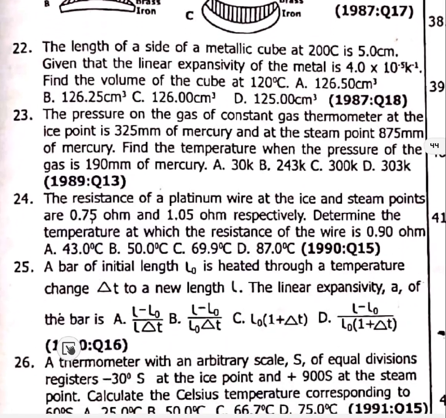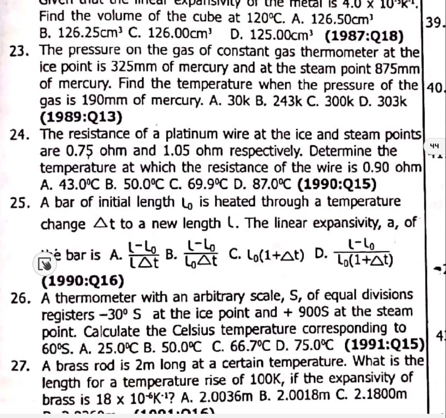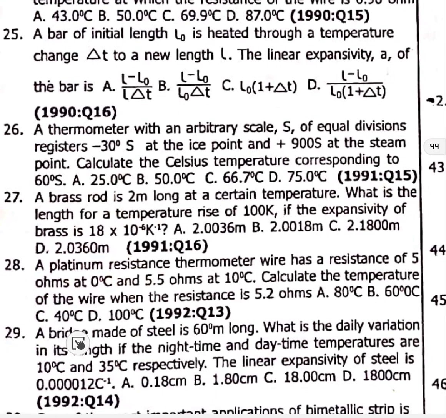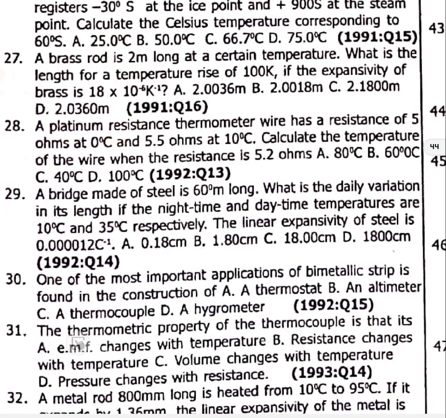Similar thing. 24. Then 25, now formula. I will pick the answer. A bar of initial length L0 is heated through a temperature change of delta T to a new length L1. The linear expansivity of the bar is (L1 minus L0) over L0 delta T. This might be the correct formula to measure linear expansivity. 26 calculation, 27, 28, 29, 30.